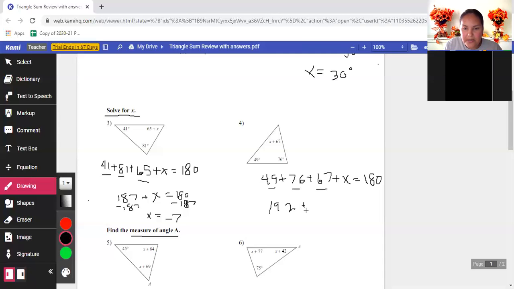192 plus X equals 180. Go ahead and subtract that 192. So now I have 180 minus 192. So what do I get? Negative 12. Negative 12, good. So I solve for X equals negative 12.